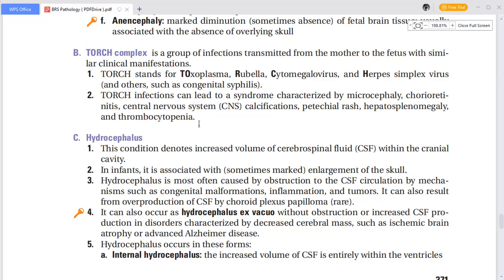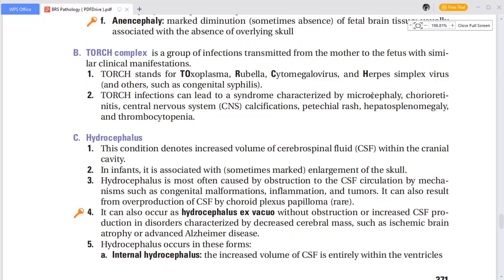So what is hydrocephalus, guys? Before I talk about hydrocephalus, TORCH infections can lead to a syndrome characterized by microcephaly, meaning that the baby is going to be born with a small brain and a small head. Chorioretinitis, meaning that the baby is going to have infections of the retina. Central nervous system calcification: the brain and the spinal cord will be calcified. Petechial rash. So the fetus will be born with a petechial rash.